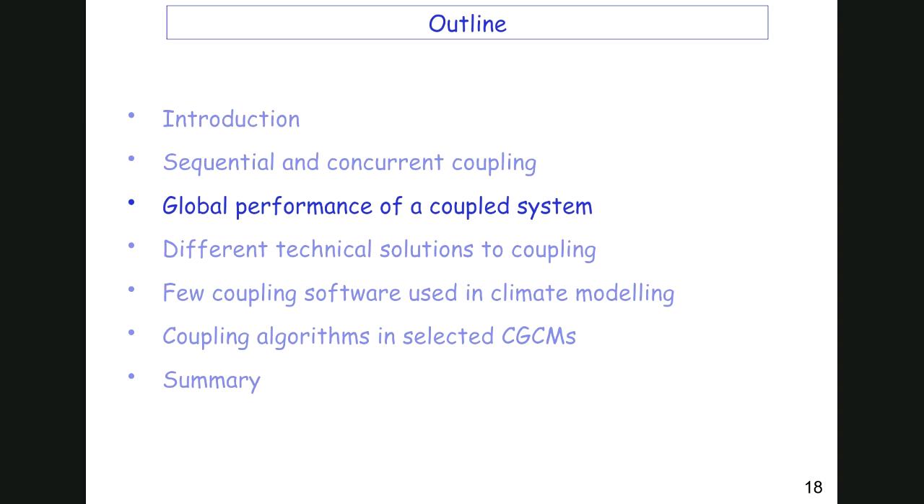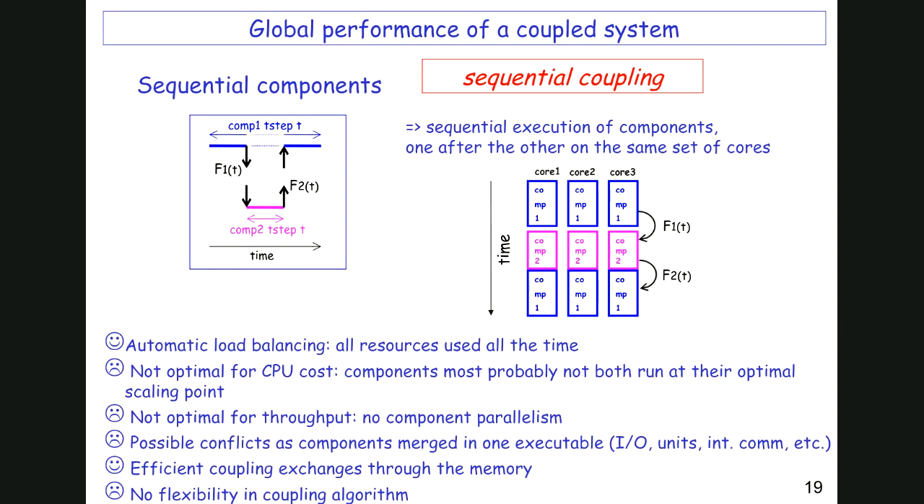So talking about the performance of the coupled system, let's suppose that you have sequential components and you want to run them sequentially. Of course, how you will implement a real sequential coupling? Here I have just a sketch, and this is time going on from top to bottom, and you have different cores or processors or PEs. These are the computing resources which are available.